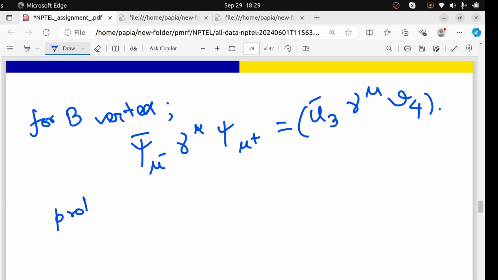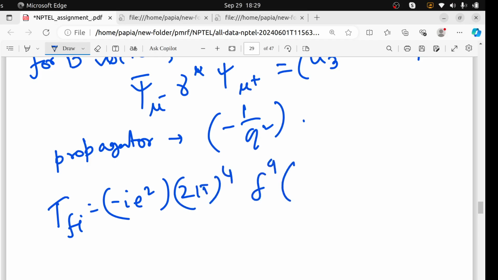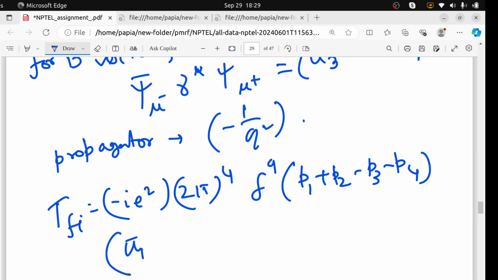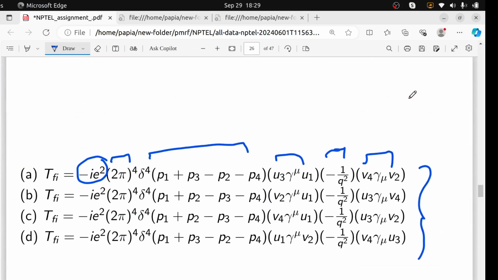And the propagator is obviously minus 1 by q square. So if I write the full amplitude, then that will be minus i e square, 2 by 2 to the power 4, then delta 4 of P1 plus P2 minus P3 minus P4, then E1 bar gamma mu V2, minus 1 by q square, U3 bar gamma mu V4. We just have to check which one is the correct option.